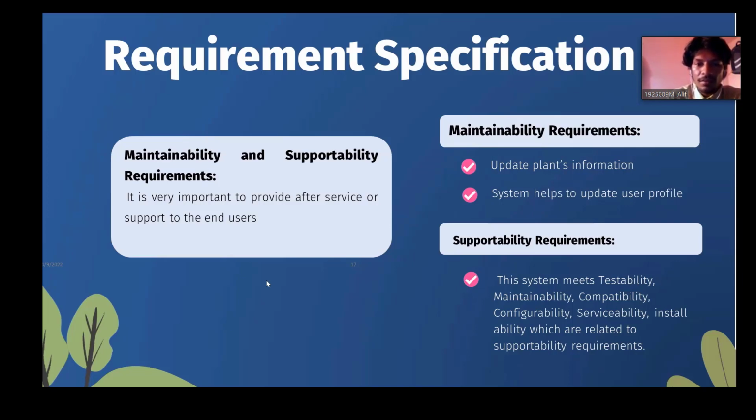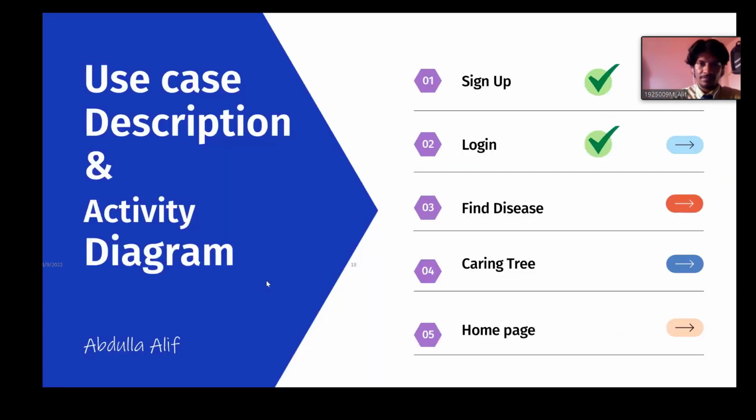Here we can add new plant information or update plant information. System can add new information of any new plants. And the second, system helps to update user profile like profile picture, user contact, event, etc. In supportability requirement, the system meets testability, maintainability, compatibility, configurability, serviceability, which are related to supportability requirement.